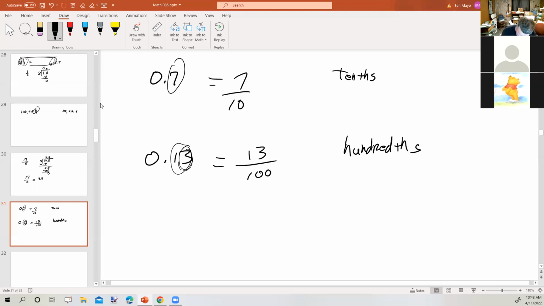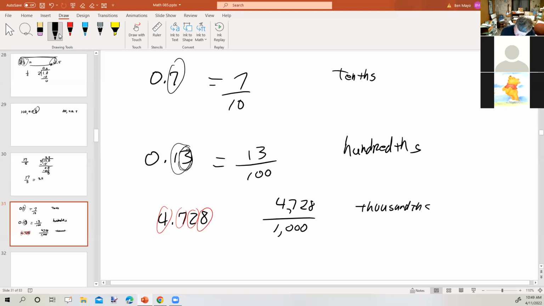Let's say you've got 4.728. Well, let's see. This is the ones, the tenths, the hundredths, the thousandths. So this would be 4728 thousandths. Now, unlike the first two examples here, this one could be converted into a mixed number and also simplified.